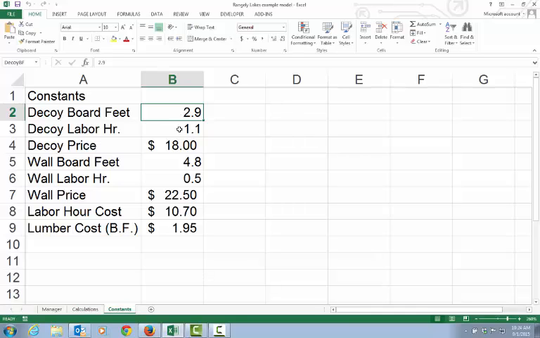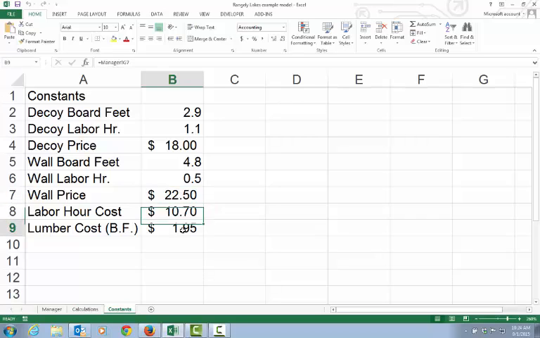It's not expected to change. To change that in the model, you would actually have to come to this page and make that change. Same thing goes with the decoy labor hour and the decoy price. Those are all considered to be sort of fixed input parameters. Same thing goes for the wall hanging, board feet, labor hour, and the resulting price.